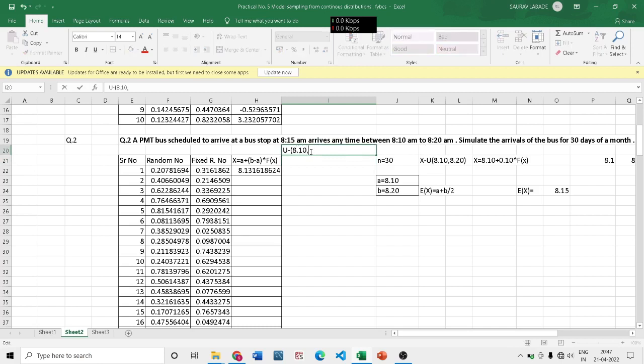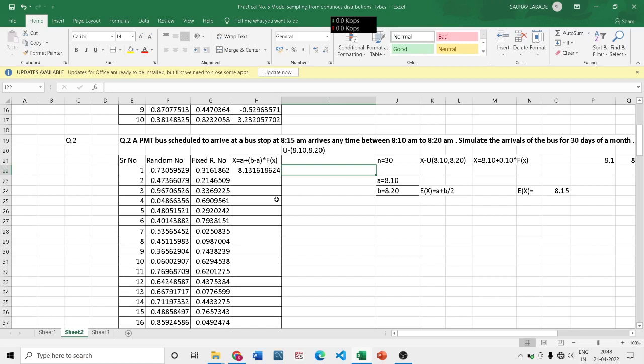8.10 and 8.20, right? Yes, so this is the distribution it is following, and if you observe this value, that is the first random sample, it is between these two points, that means 8.10 and 8.20.